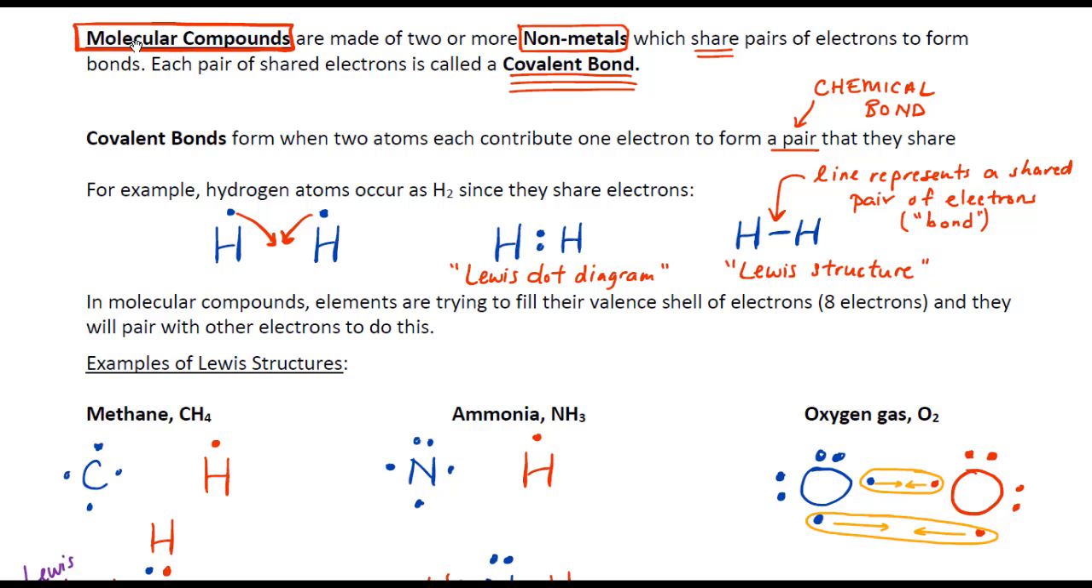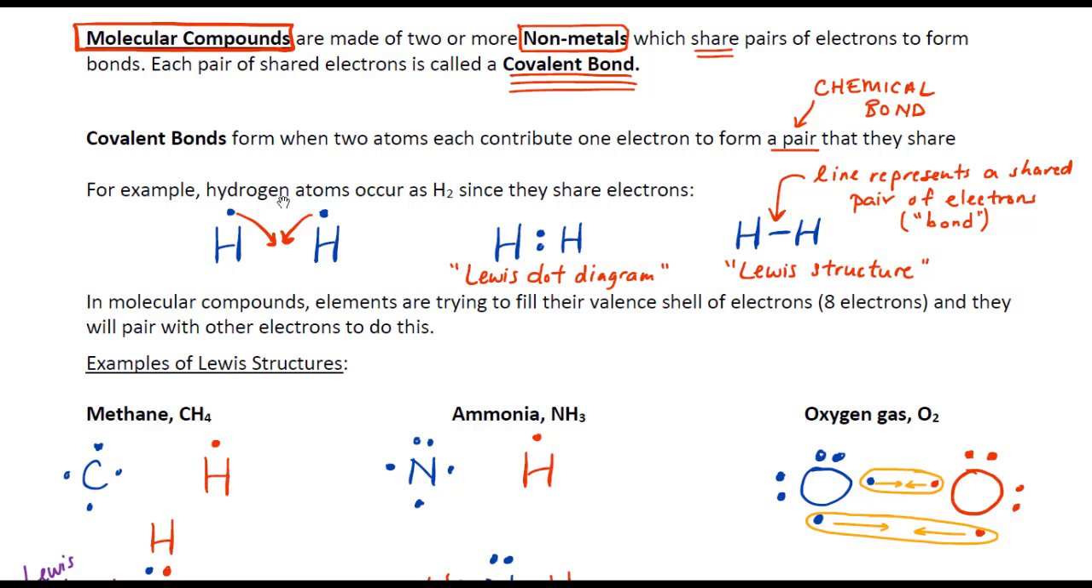They actually form molecules as opposed to ionic crystals. Okay? And again, it's with nonmetals, and you're going to share the electrons with those covalent bonds. So the covalent bonds, again, two atoms each contribute one electron to form a pair. That pair of electrons between them that they're fighting over, that's their chemical bond, is what holds them together.